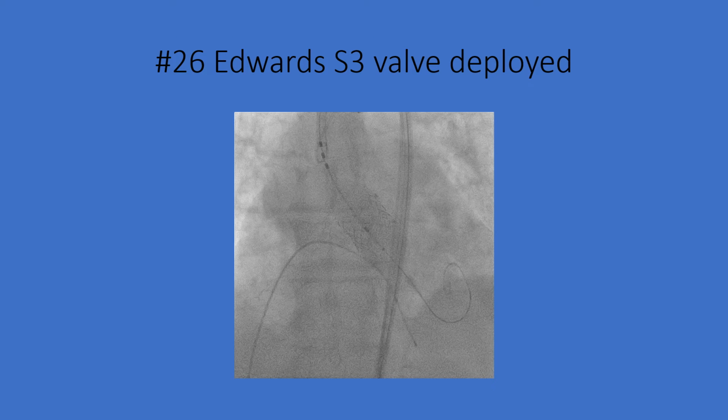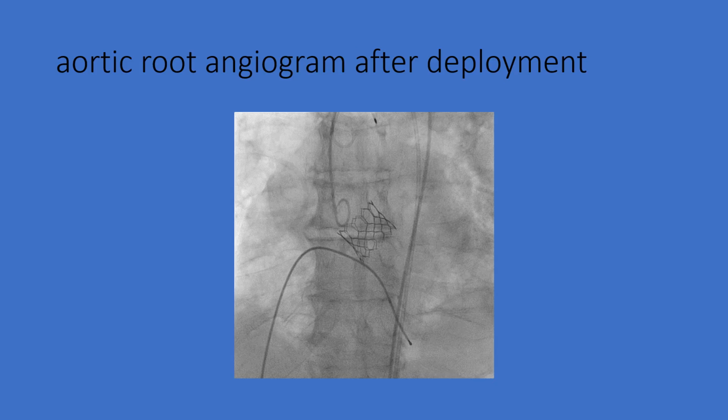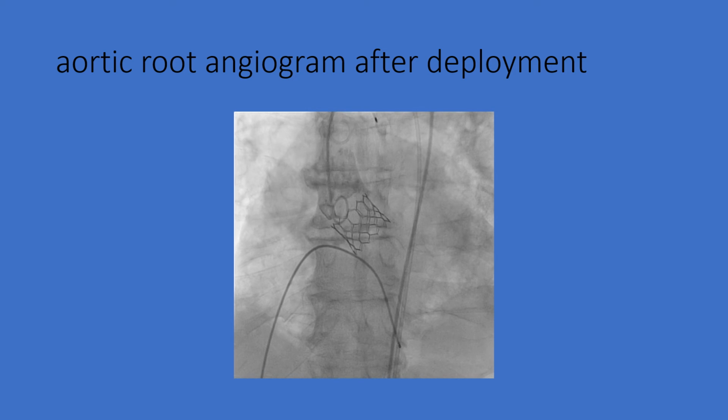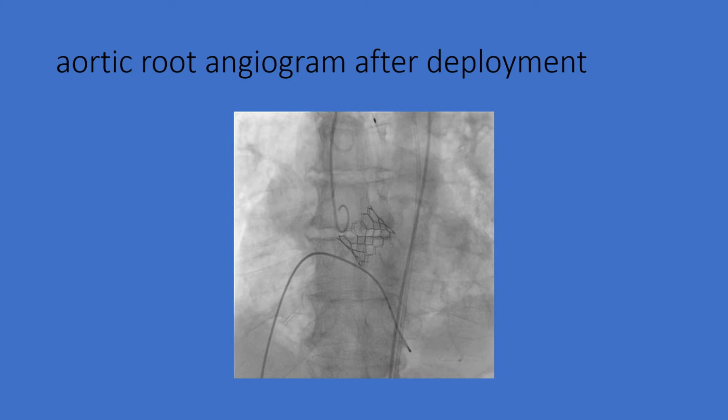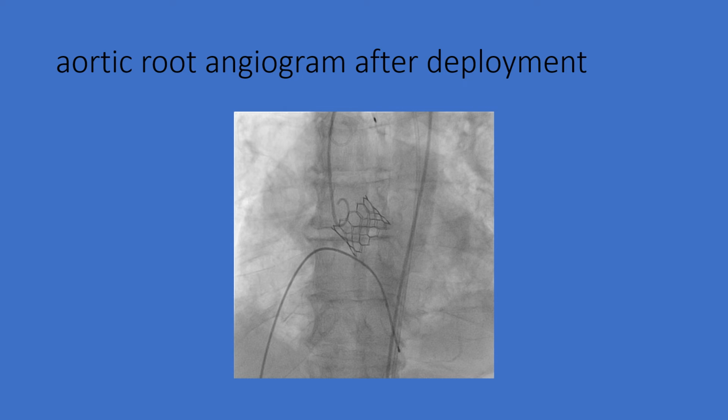Here's the deployment of our valve, number 26, Edwards S3 valve. This is our angiography after deployment of the valve. As noted, there is no significant peripheral leak, which was also confirmed by echocardiography, as well as by hemodynamics. There was good separation between the left ventricle diastolic pressure and the aortic diastolic pressure, and no significant gradient between the left ventricle and aorta, and therefore the result was acceptable, and we went through the last stage of the procedure, which would be the closure of the aortic site of entry for the Edwards sheath.